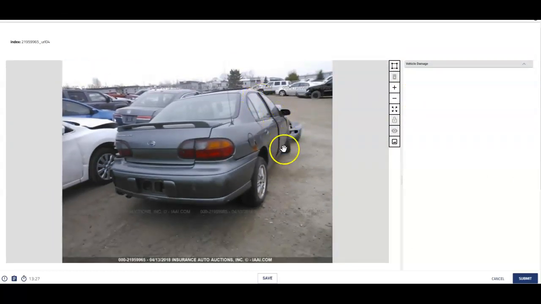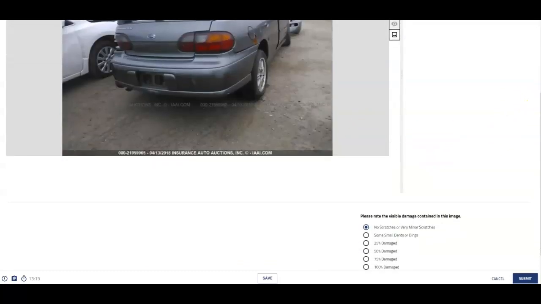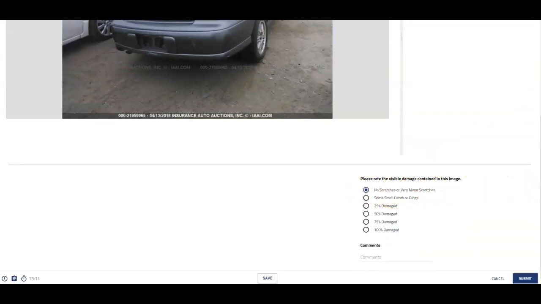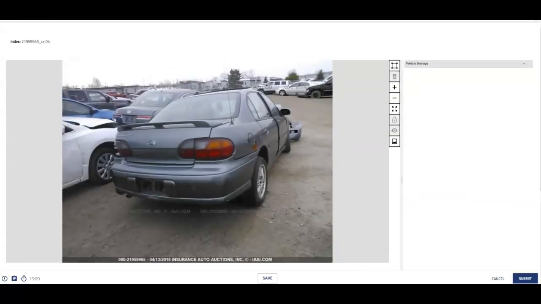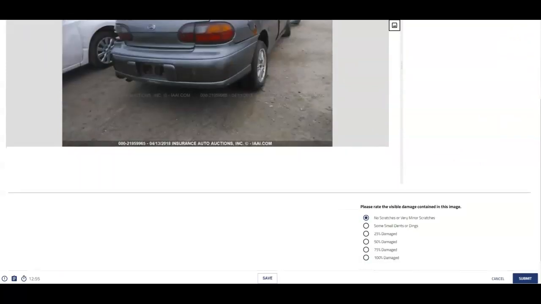Of course, the door being open is not considered as a damage. There's no visible damage, so I am going to just submit this task without any annotation by selecting no scratches or very minor scratches. This part here is not enough for me to determine if there is an actual damage, and this bumper right here, I don't know if it belongs to this vehicle at all. Now here, we just submit the task.